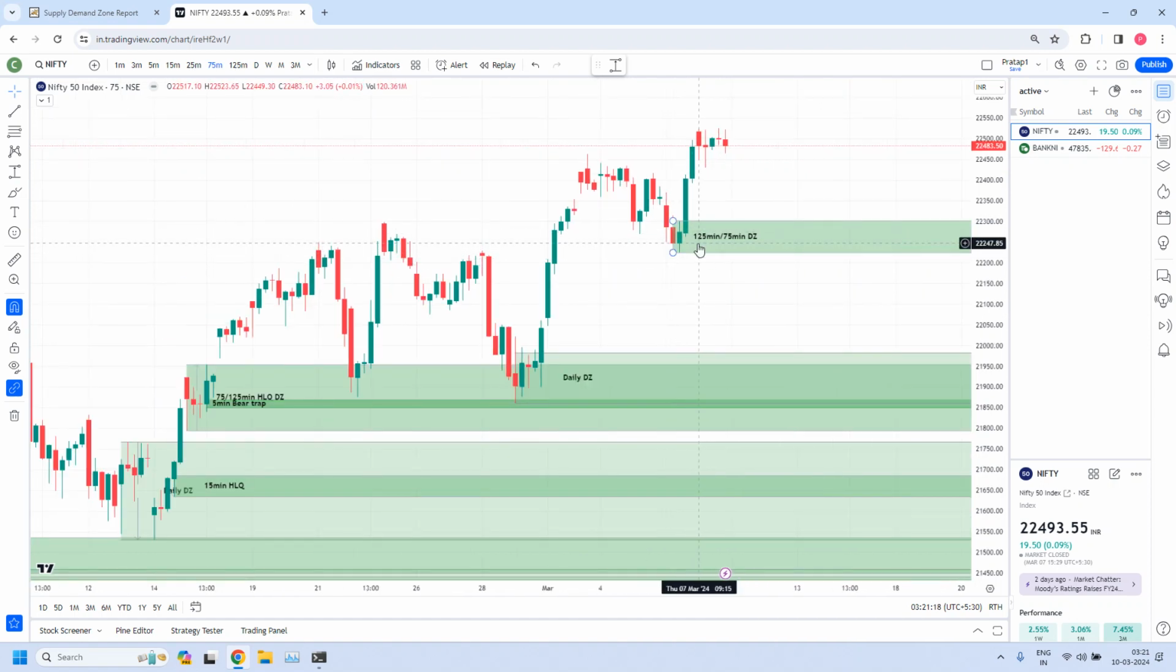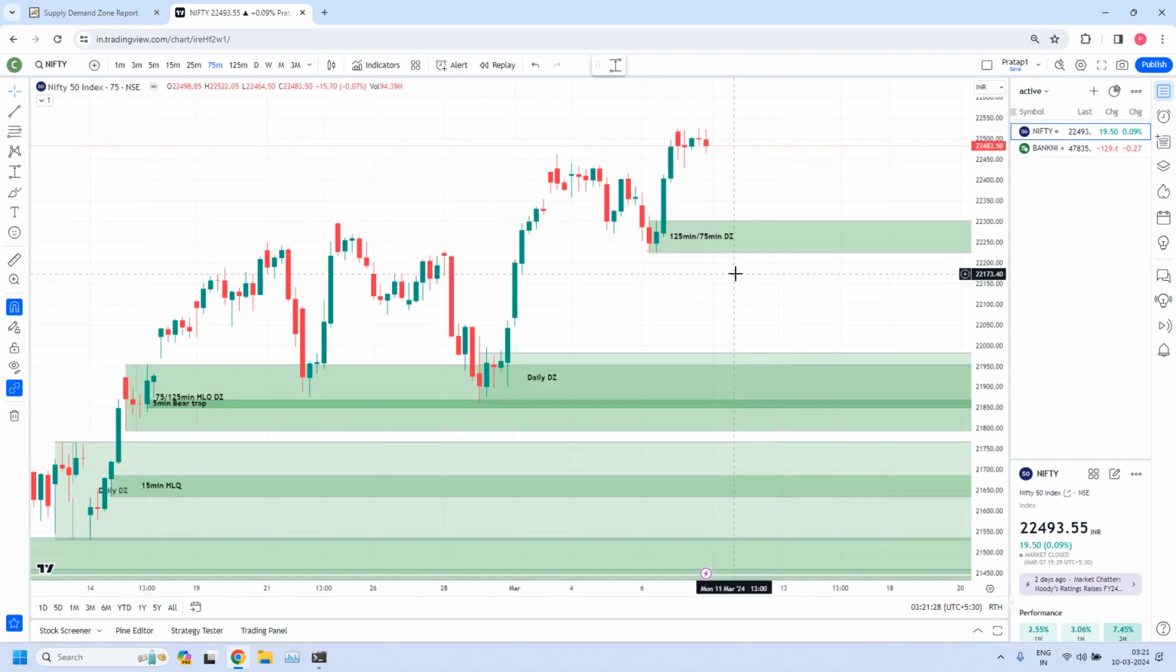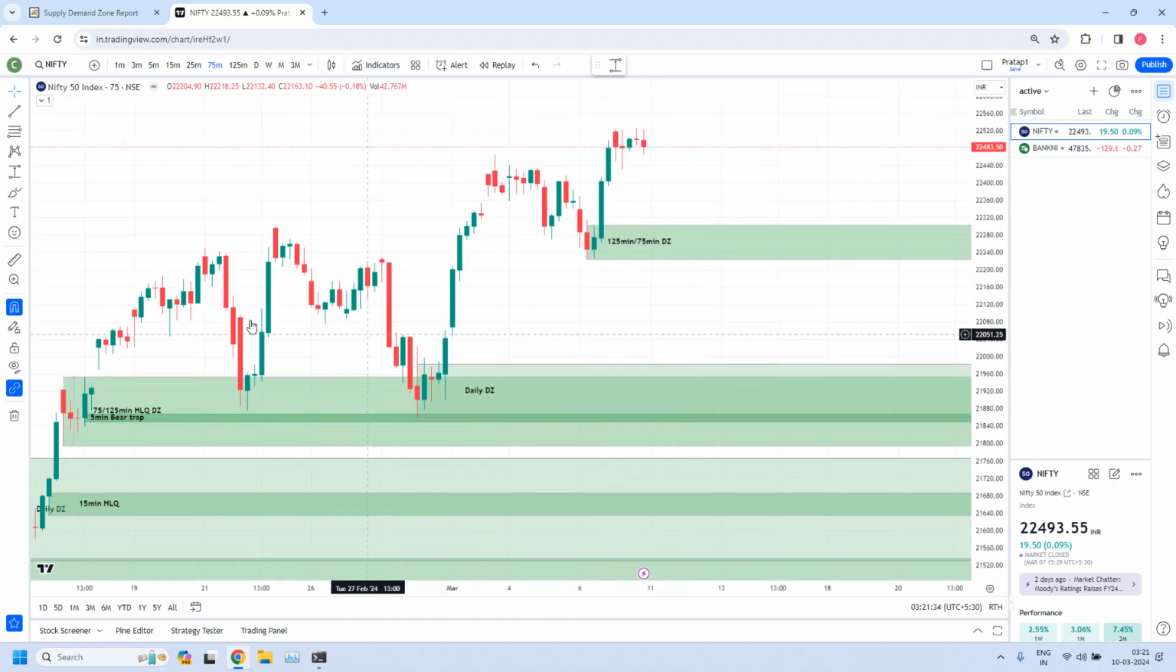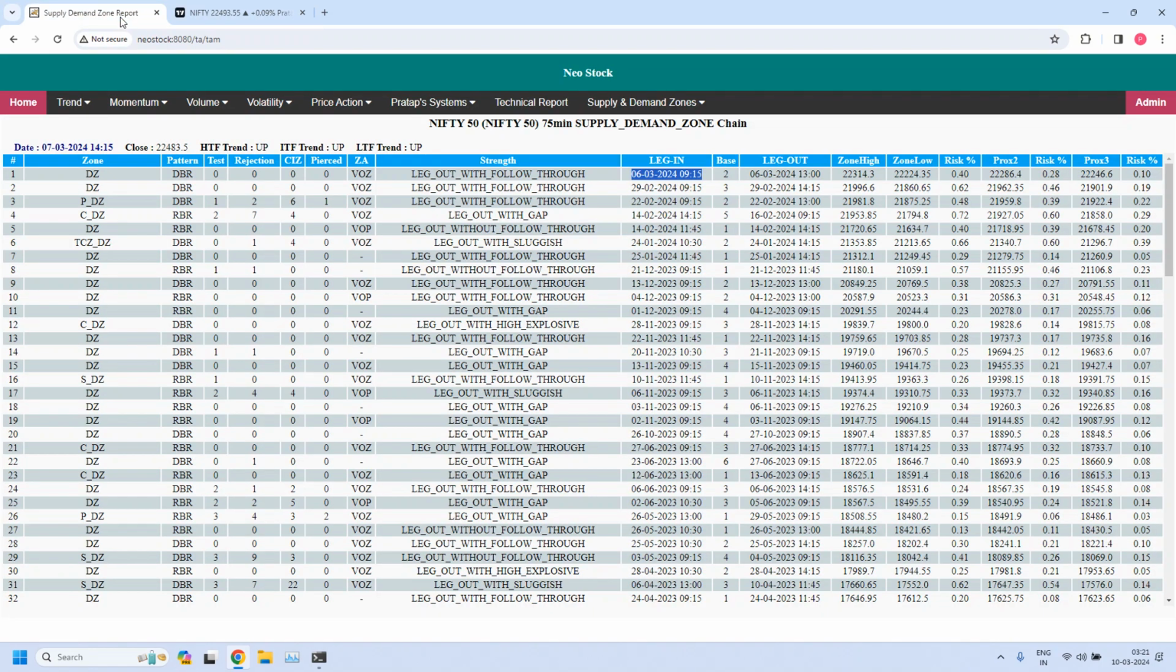This may act as a support or may not act. There is no guarantee. But definitely this high liquidity zone will act as support. See, previous week how strongly it acted from this zone. Twice it got support from here. That means last week or the week before, you would have got 2 trading opportunities from these zones. Okay, this is about 75 minutes.